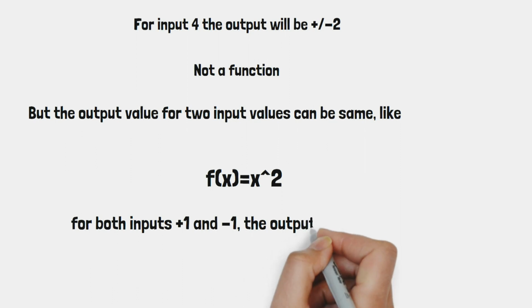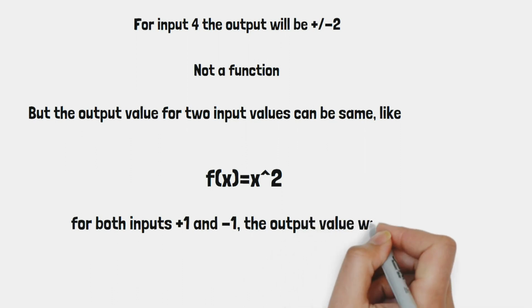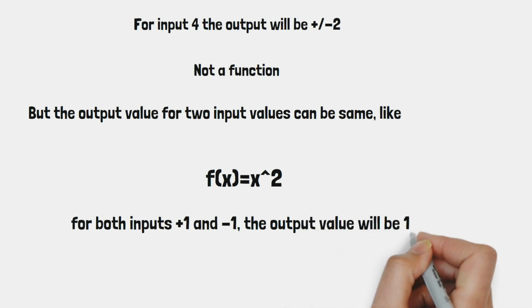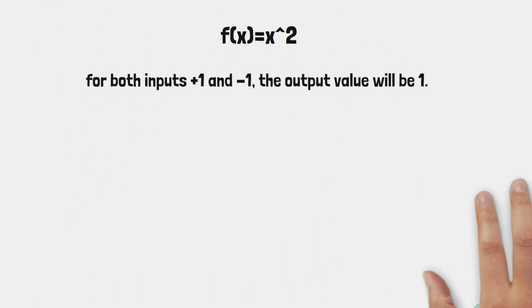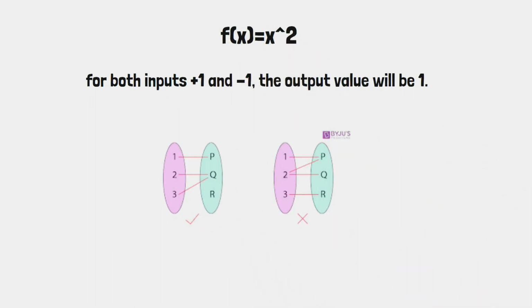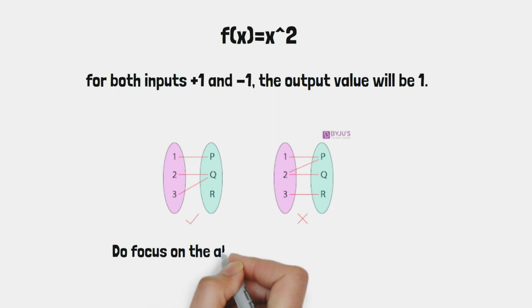We mostly become confused in this concept that for +1 and -1 the output is only 1 in the previous example, and we say it's not a function. It's completely wrong, because a relation or an equation is not a function if it produces more than one output for a single input. So please do focus on the above picture for 5 seconds.